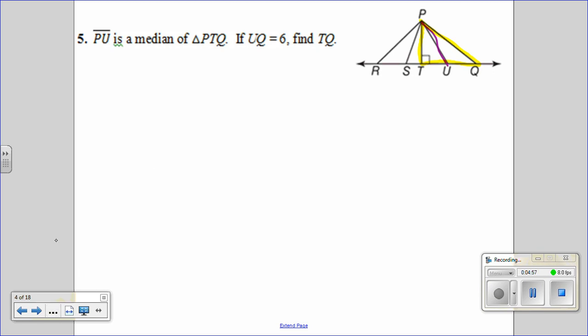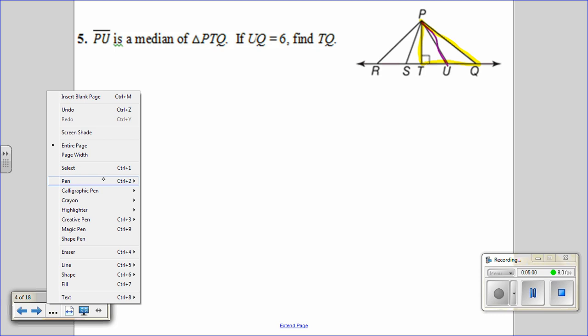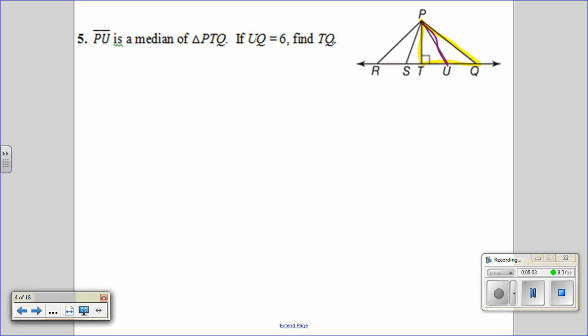Since PU is the median, that means U is the midpoint of this side QT, which means that TU is the same measure as UQ. And then it tells us that UQ is 6, and it wants us to find the measure of TQ. Well, TQ is equal to 2 times UQ, which means it's 2 times 6, or 12.